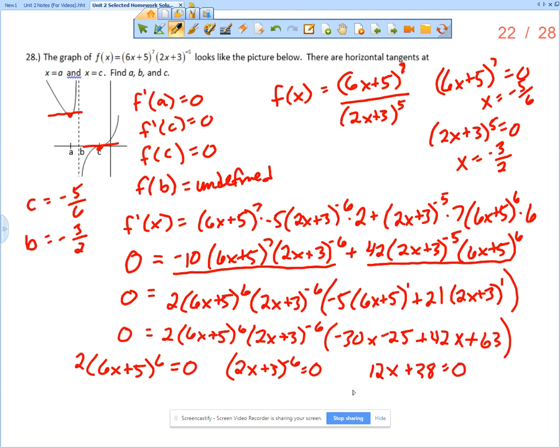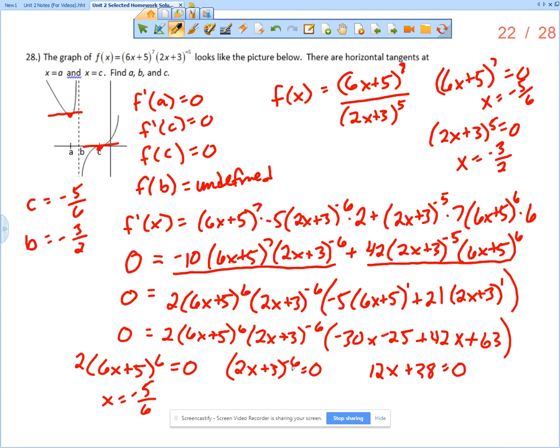Okay, now I'm going to solve each one of these. I'm going to divide by 2. 0 divided by 2 is 0. Then I'm going to take the 6th root. The 6th root of 0 is 0. So I subtract 5 and divide by 6, so x equals negative 5/6. Of course, that's already c. We already knew that.